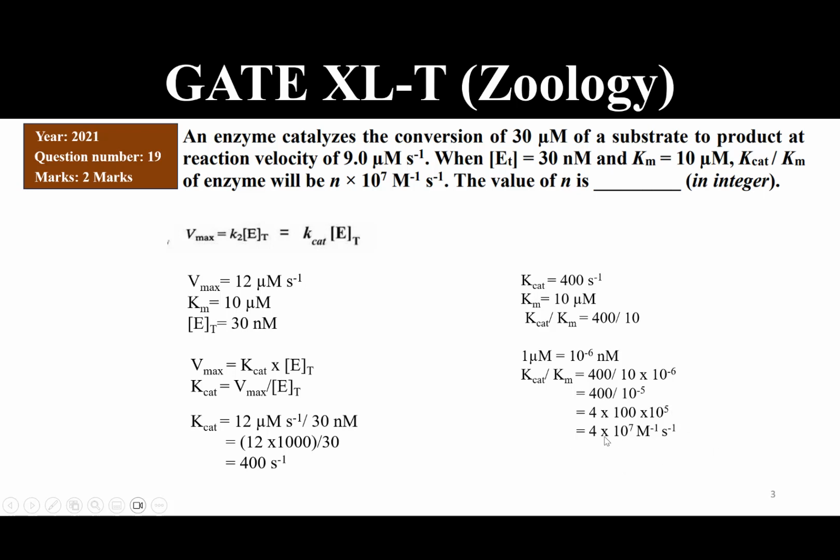So when we multiplied that, we got the value as 4 into 10 to the power 7, and that is exactly what the answer says, that it should be something into 10 to the power 7, and we got that. The question is what is the N, so the answer therefore is 4.